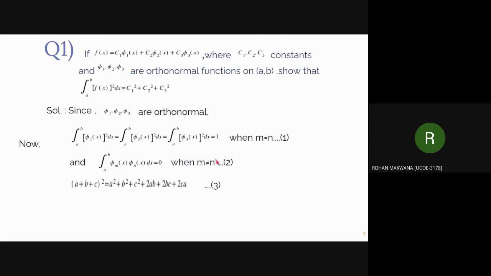Also, we can apply the second condition when m is not equal to n. Here, as m is not equal to n, we can write it in a generalized form as the definite integration from a to b of phi m(x) into phi n(x) dx is equal to 0. We will come to result number 3 in a short while.